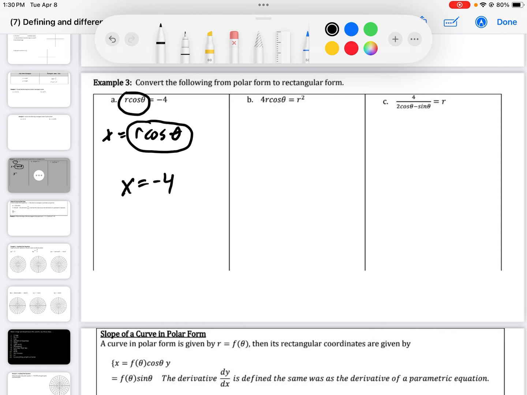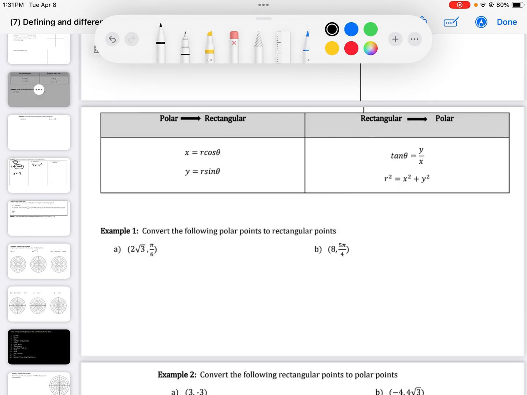I'm going to replace that with x. So this is just x is equal to -4, and that's it. All right, in the next one, I'm going to use that same bit of information. I know x is equal to r cosine theta. So I'm going to replace r cosine theta with x. So I'm going to say 4x is equal to r squared.